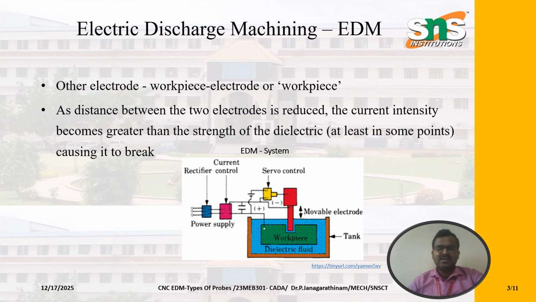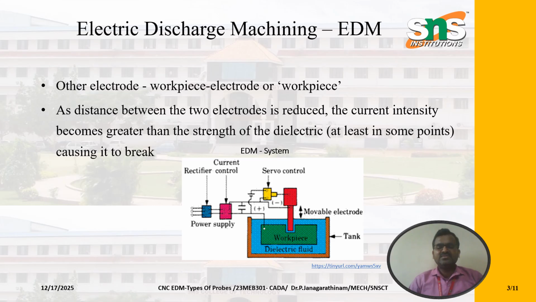So this is the general electrical discharge machining process. It is an unconventional machining process. In manufacturing technology, we have studied the conventional machining process, where there is direct physical contact between tool and workpiece. In an unconventional machining process, there is no physical contact between the tool and workpiece. Here we give the power supply, with a servo control, where the positive terminal is connected to the tool and the negative terminal is connected to the workpiece.